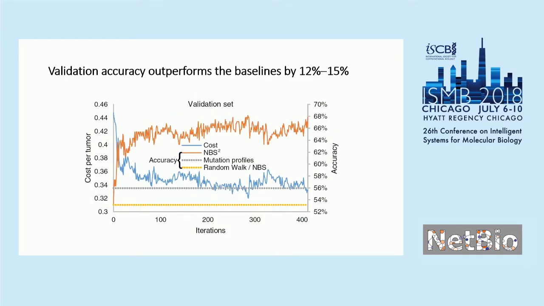Then we evaluate the performance on the validation dataset. We can see the validation accuracy also increased from 53% to something between 66 and 68%. And this performance is much better than the baseline performance achieved by using either the mutation profiles without random walk or using the unsupervised version of random walk.